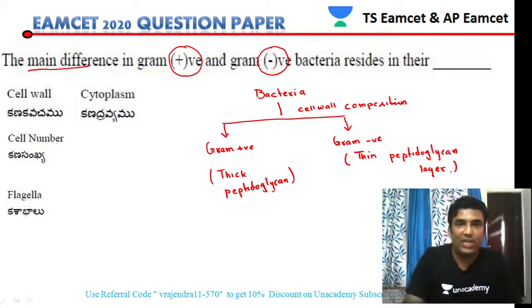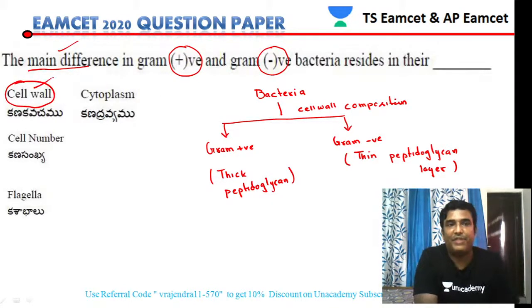Based on that, we have to identify our answer. The main difference between gram positive and gram negative bacteria, no doubt, is the cell wall. So cell wall will be our answer, students. Let us move to the next question.